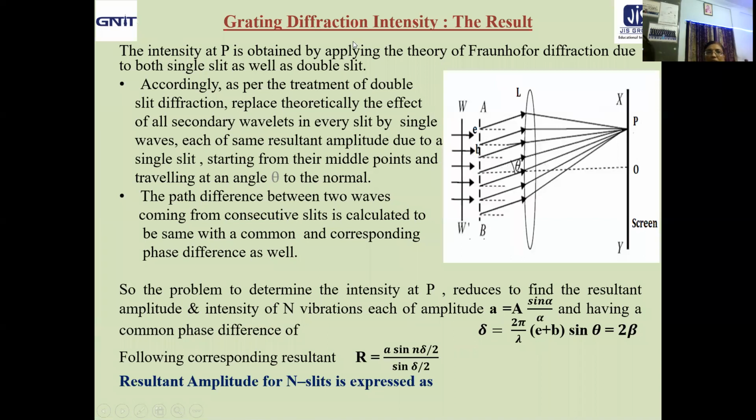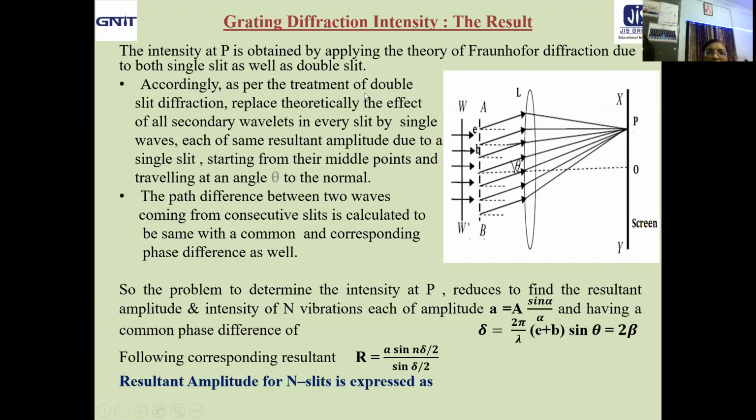Okay. Now, the intensity at P is obtained by applying the theory of Fraunhofer diffraction due to both single slit as well as double slit. In the last two sessions, we have explained how to get the intensity due to single slit and due to double slit. Now, in case of grating, that is n slits, we will combine the theory of both single slit as well as double slit to get the intensity expression.